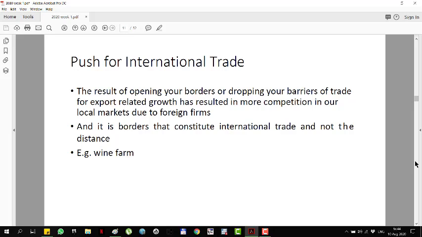Is it distance? No. You can have a farm in the Northern Cape transporting over 1,400 kilometers towards Cape Town. It produces grapes there and sends them all the way down to Cape Town. The wine made from these grapes travels 1,400 kilometers. Does that make the Northern Cape and the Western Cape different countries? No, distance doesn't do that.